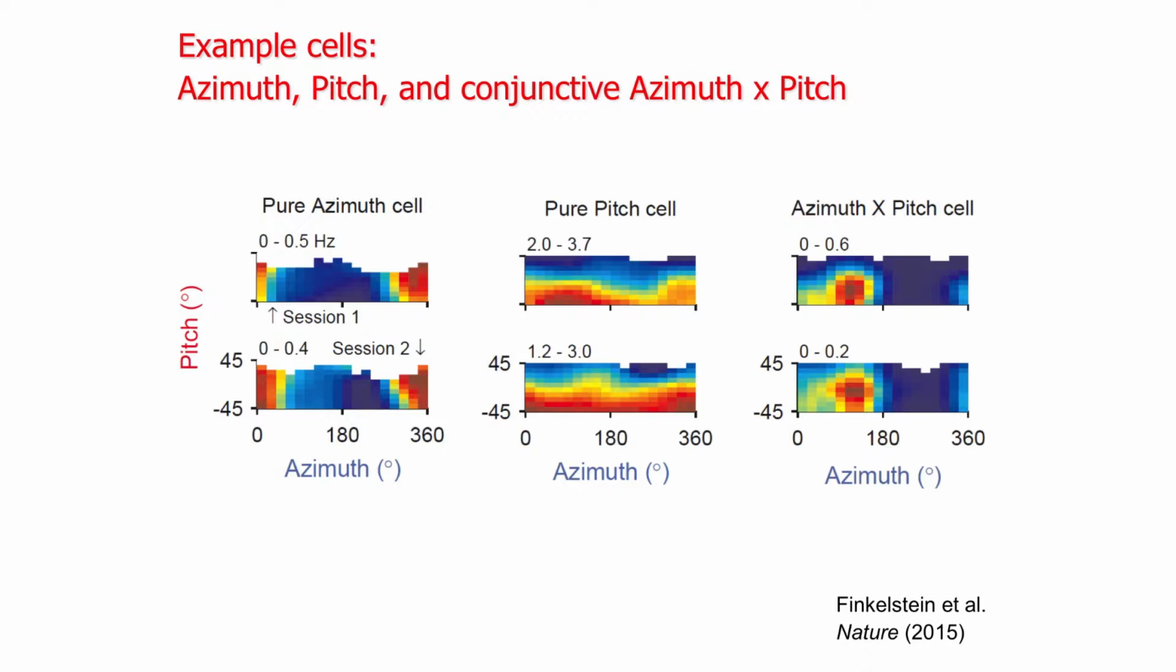And you see that the neuron on the left doesn't care so much about pitch, but it's tuned very nicely to azimuth, so it fires in a certain direction. Let's call it north, 0. So this is similar to a classical head direction cell in the rat.